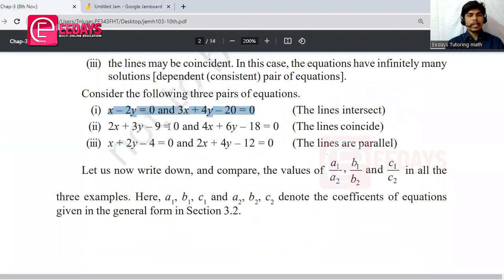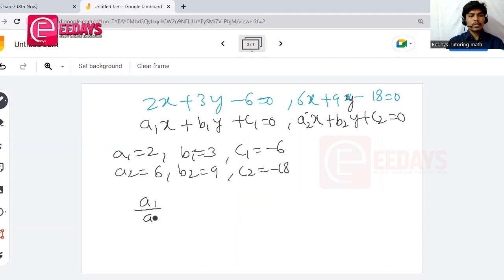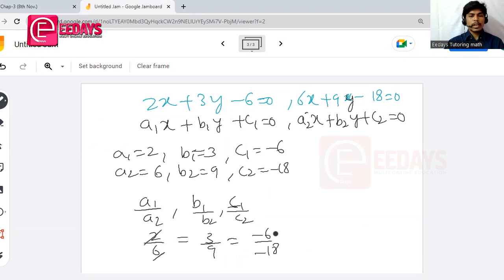Any equation, whatever the given equation, you just write like this in the ratio A1 by A2, B1 by B2, C1 by C2. A1 by A2, that is 2 by 6, is equal to B1 by B2, that is 3 by 9, is equal to minus 6 by minus 18. So you'll get 2 by 6 is nothing but 1 by 3, and 3 by 9 is nothing but 1 by 3. Minus minus get cancelled. 6 by 18 is nothing but 1 by 3.